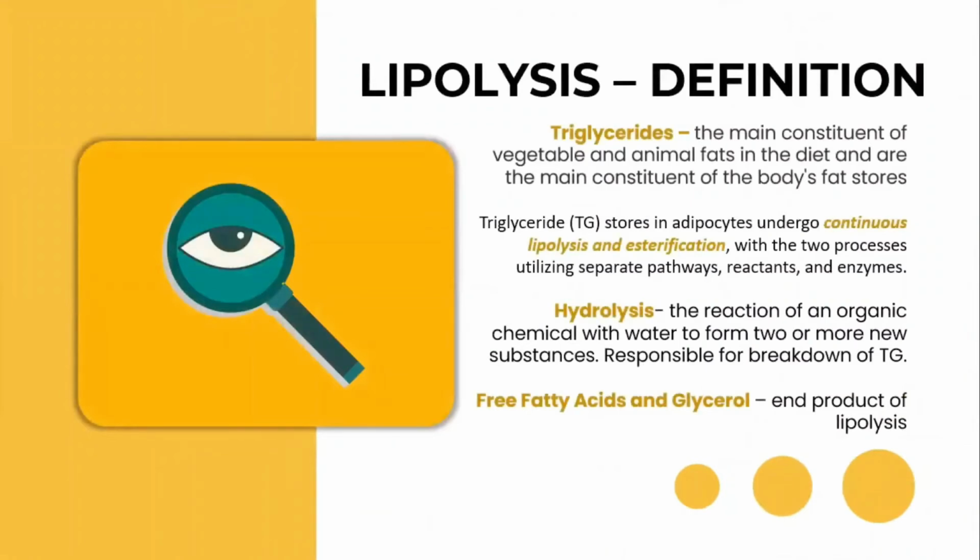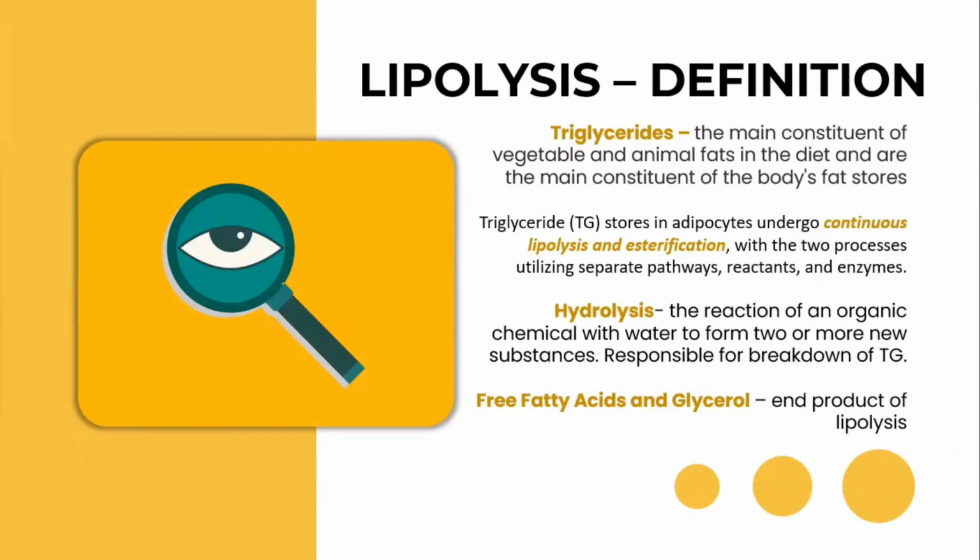Now let's define some important chemical compounds and processes in lipolysis. First is the triglyceride, or TG. It is the main constituent of vegetable and animal fats in the diet and the main constituent of the body fat stores. TG stored in adipocytes undergo continuous lipolysis and esterification, with the two processes utilizing separate pathways, reactants, and enzymes. In other words, lipolysis and esterification are inverse processes because lipolysis is the process by which fats are broken down, while esterification is the process by which fats, specifically the triglycerides, are formed.